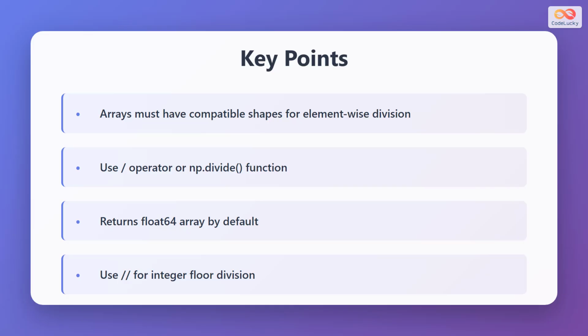Let's review the key points about element-wise division in NumPy. First, arrays must have compatible shapes for element-wise division to work properly. Second, you can use either the / operator or the np.divide function to perform division. Third, division operations return a float64 array by default to preserve precision. And finally, if you need integer results, use the double / operator for integer floor division. With these techniques, you can efficiently perform division operations on NumPy arrays in your data analysis projects.